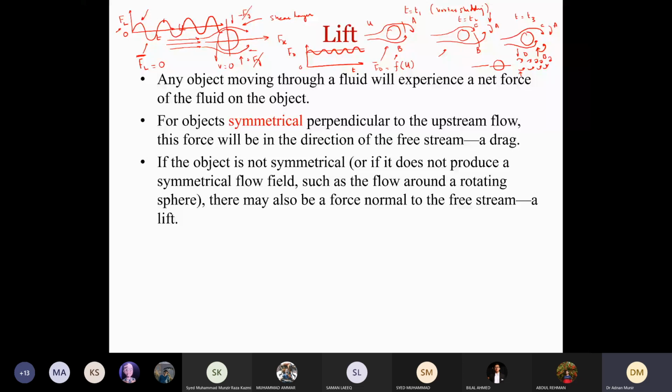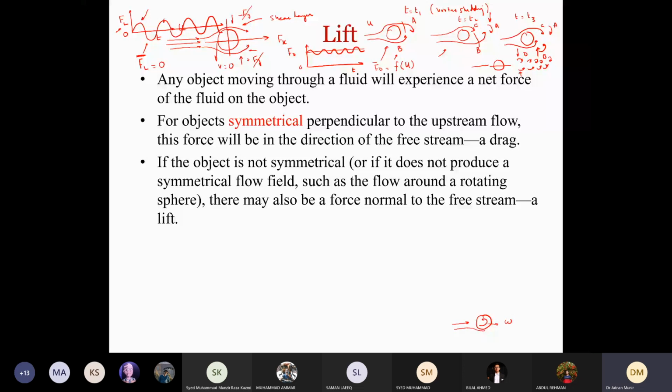Now, in order to understand this, it says that if the body is not symmetric, then there will also be lift force. Let's suppose we have the same circular cylinder here, and now we rotate it by omega. So we give this circular cylinder a rotation omega. What is going to be the effect of this rotation? It will make the flow unsymmetrical. How will it make the flow unsymmetrical? Because of this rotation, the flow going on the bottom side will have more velocity.